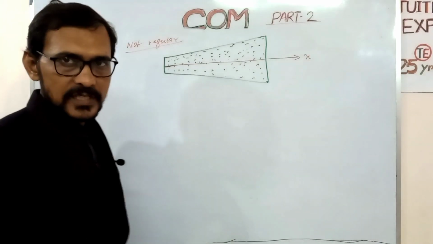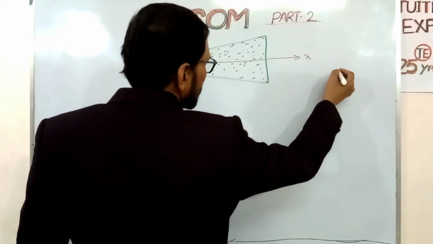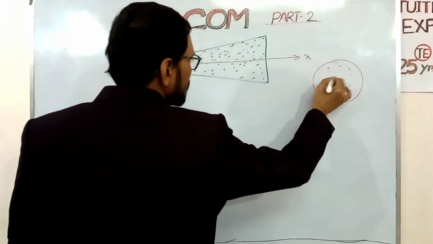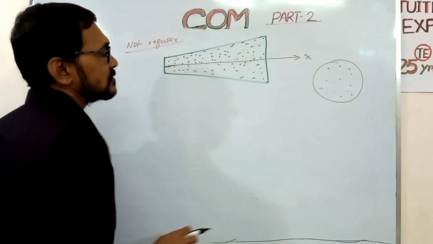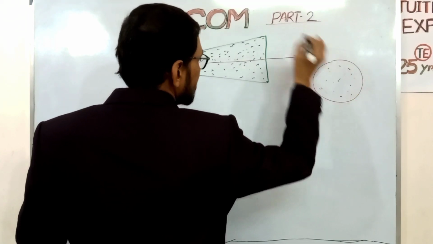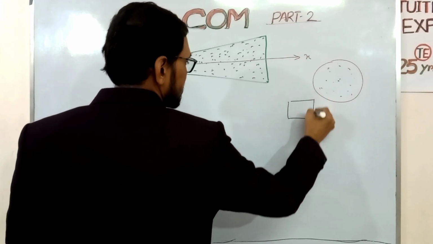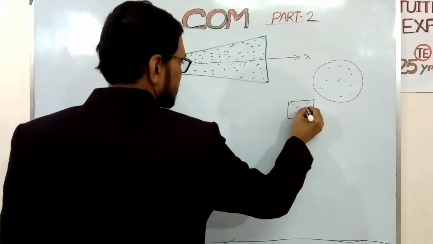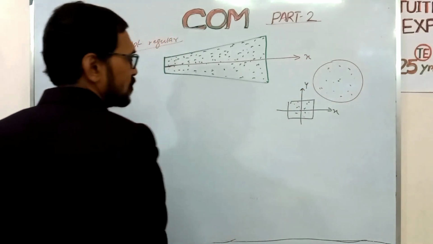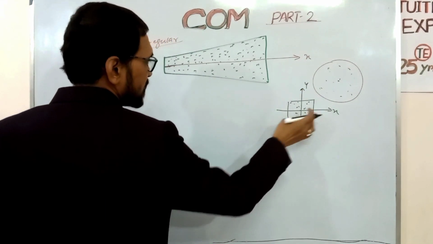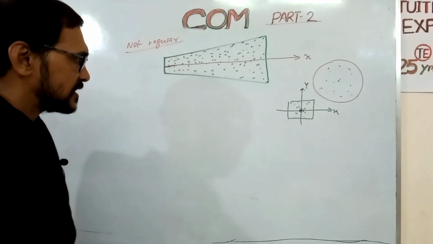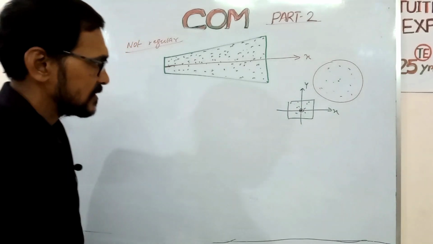For a regular symmetric body, the center of mass is the geometrical center of the body. Suppose this is a disc, it is symmetric, so the geometrical center is the center of mass. For a square, it is symmetric along the x-axis and y-axis, so the center of mass is at the origin, its geometrical center.